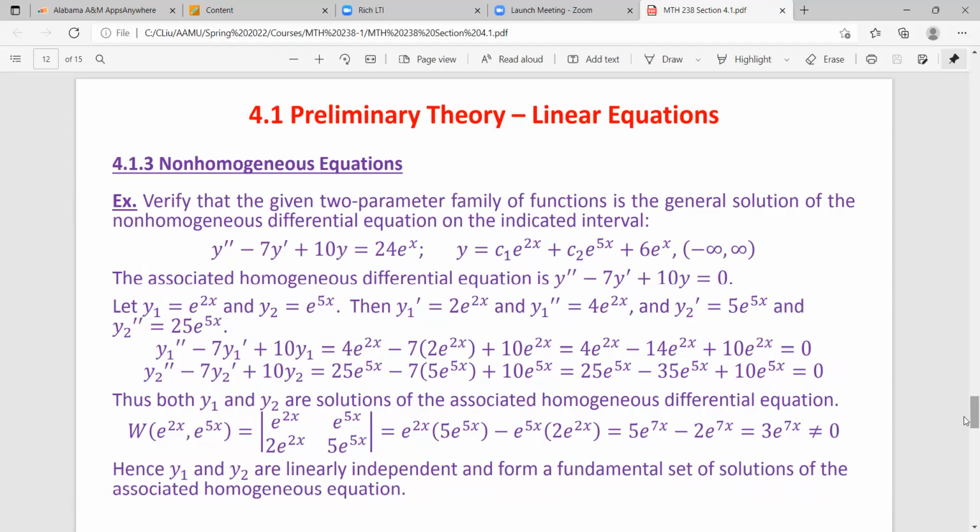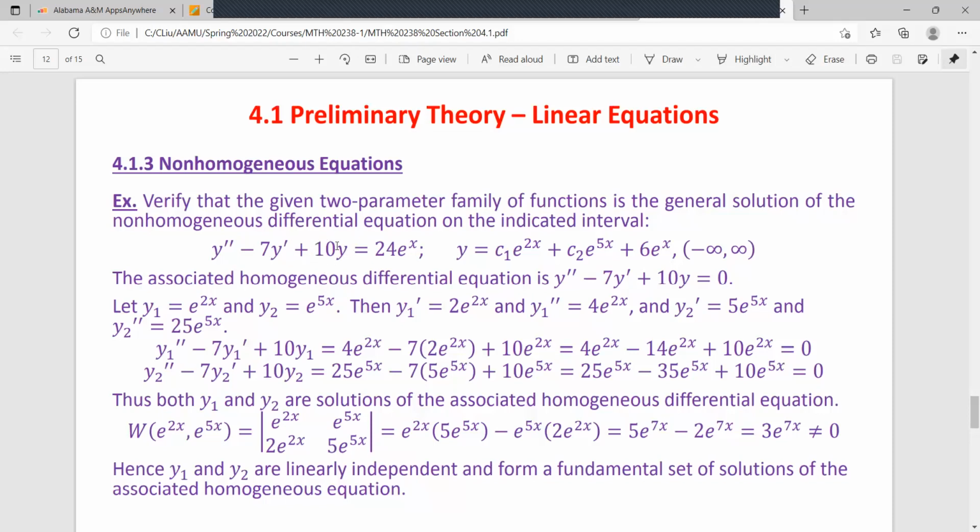Okay, so the differential equation in this problem is y double prime minus 7y prime plus 10y equal to 24e to the x. So this is a non-homogeneous second order linear differential equation. Okay, and according to the theorem, the solution of this equation includes two parts.